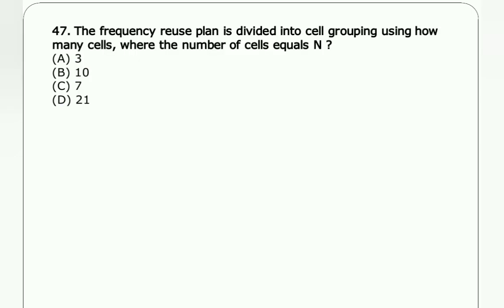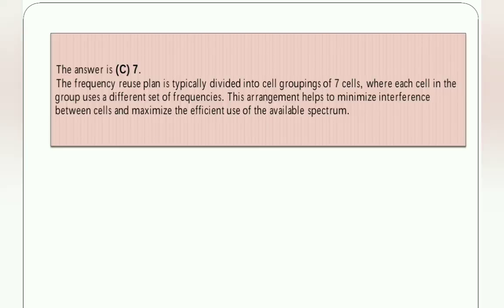Next one. The frequency reuse plan is divided into cell groupings using how many cells, where the number of cells equals n. The frequency reuse plan is divided into cell groupings of 7 cells or 9 cells, where each cell in the group uses a different set of frequencies. This arrangement helps to minimize interference between cells and maximize the efficient use of the available spectrum. So the answer is C.